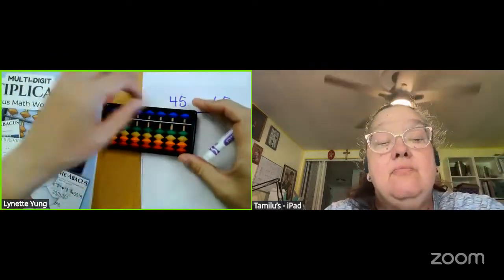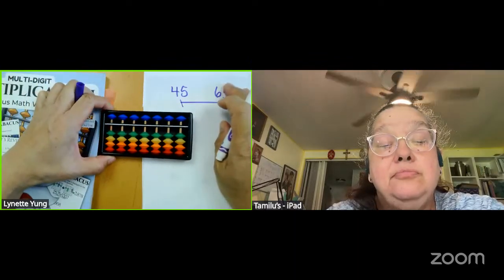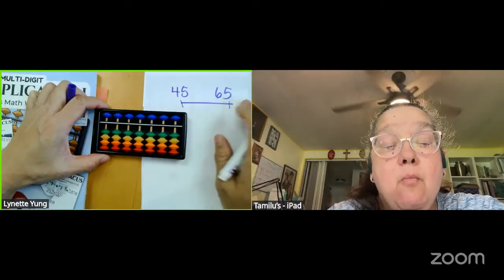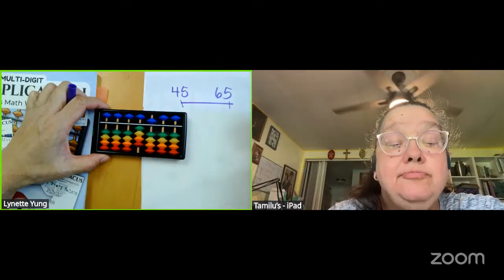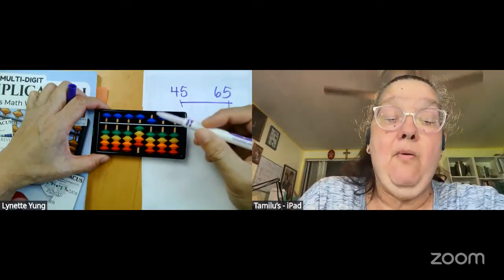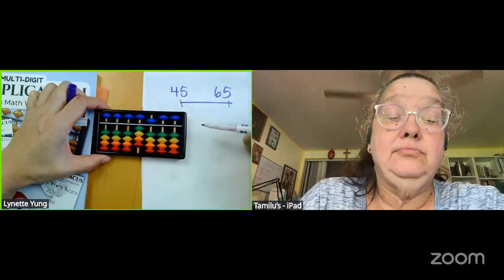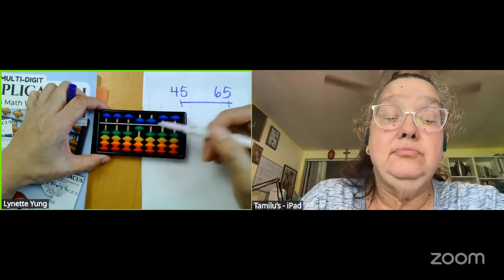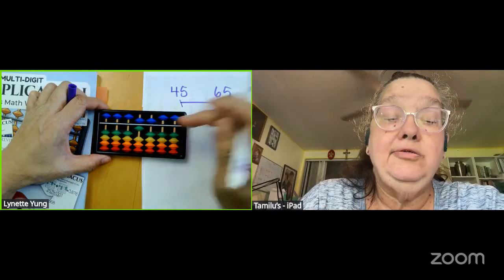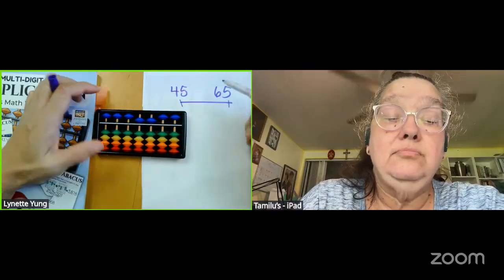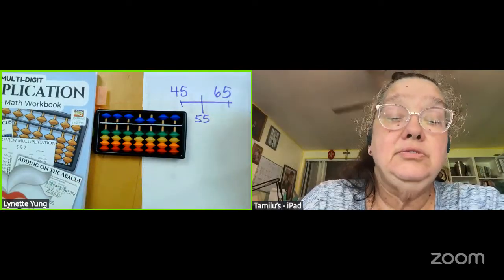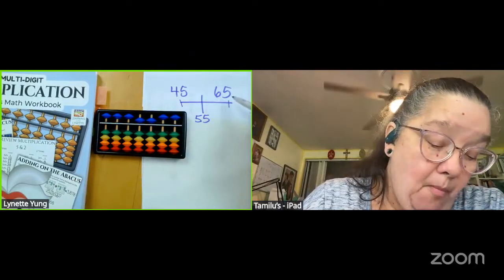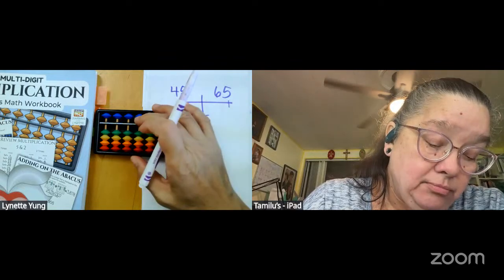All right. So what I would do on the abacus, and this is an interesting thing, we can show 45, and then we can count by tens. So we know that 10, and then how many times did I do that? I did that twice. So half of 2 would be 1, and 45 plus 10 is 55. So the middle would be 55. That's what I would do.